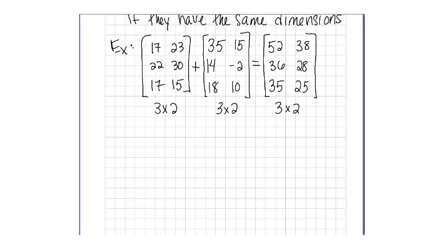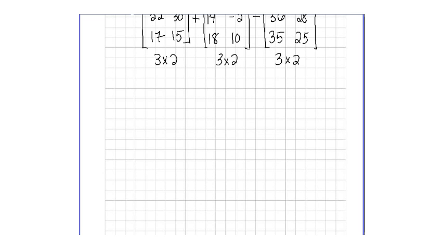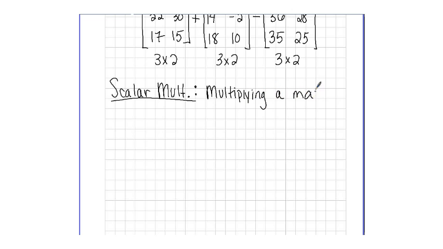So now that we've covered addition and subtraction, we need to talk about something called scalar multiplication. So a scalar in math is just a number. It's usually a whole number. It can be a decimal as well. It's just a real number. So in scalar multiplication, you are multiplying a real number into a matrix, or to phrase it a less awkward way, multiplying a matrix by a real number.